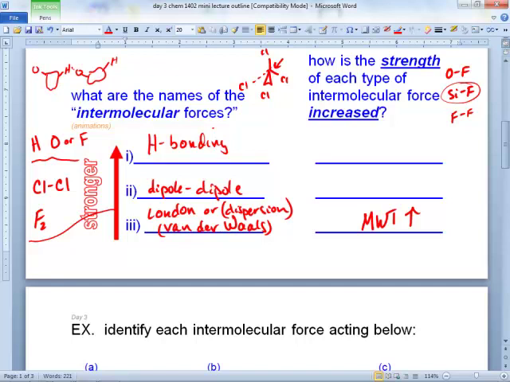But otherwise, you're right. You're going to have to look at the bigger picture and see what the molecular shape is to see if there's an overall dipole moment or not. Okay.